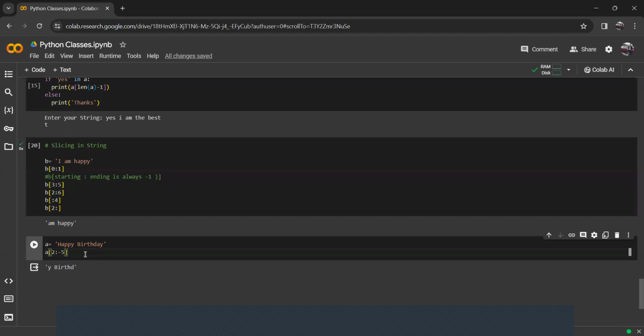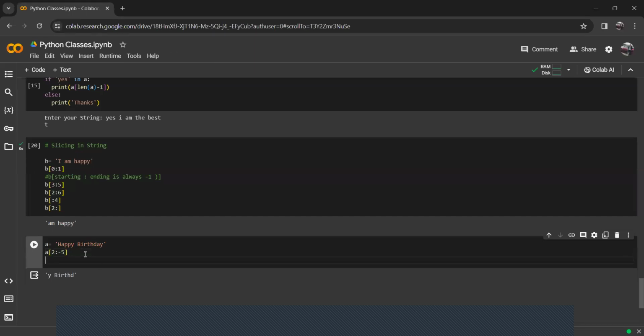Now let's first do a dry run. Starting is from 2, so starting is from P. Now -5, -5 minus 1 will be -6. So what is the sixth index from the last? 1, 2, 3, 4, 5, 6. So it's starting from P till R. Let's run and check this. Correct. Starting from P till R.